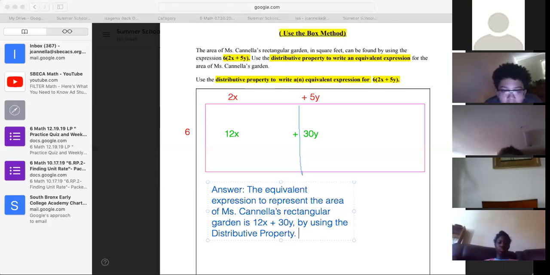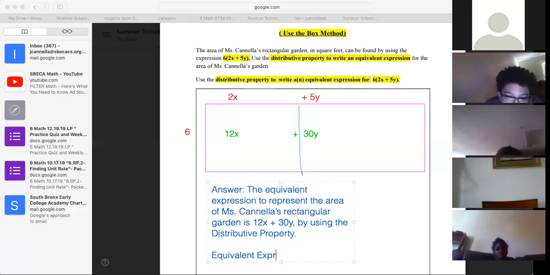Right. Everyone should be writing. There's a line at the bottom that says equivalent expression. You're going to write 12x plus 30y.